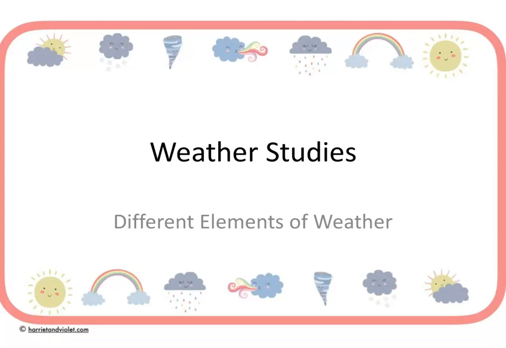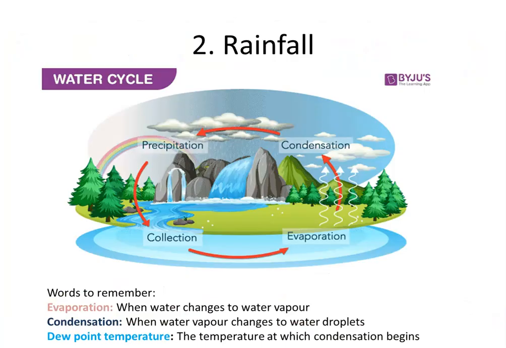We are busy with our weather studies in geography. We're learning about the different elements of weather. So in our previous video, we learned about temperature and how to measure temperature and how to read the thermometers. In this video today, we're going to learn about rainfall.